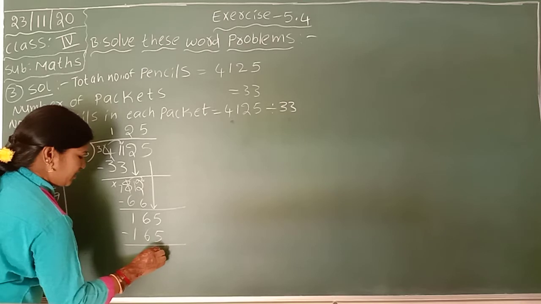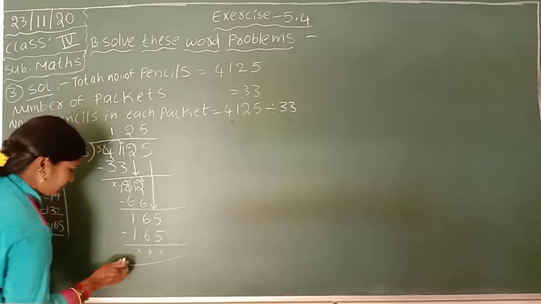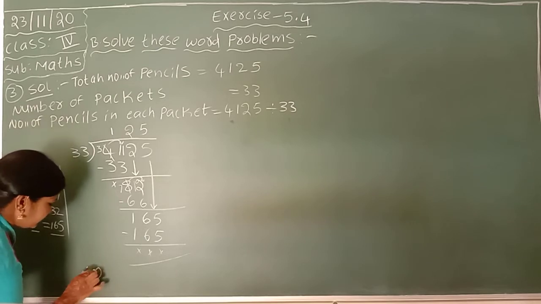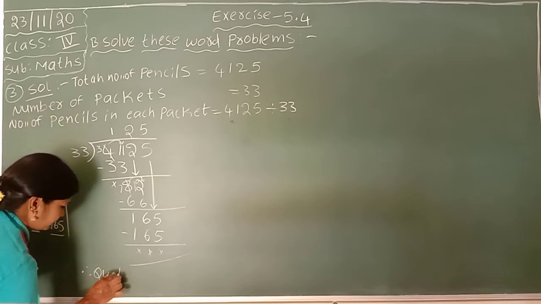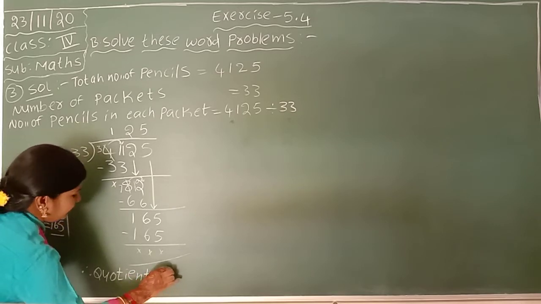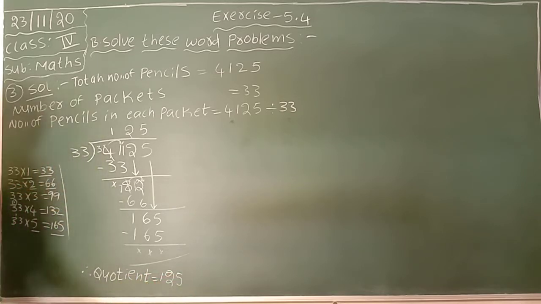Minus 5 minus 5 is 0, 6 minus 6 is 0, 1 minus 1 is 0. Therefore, quotient is equal to 125.